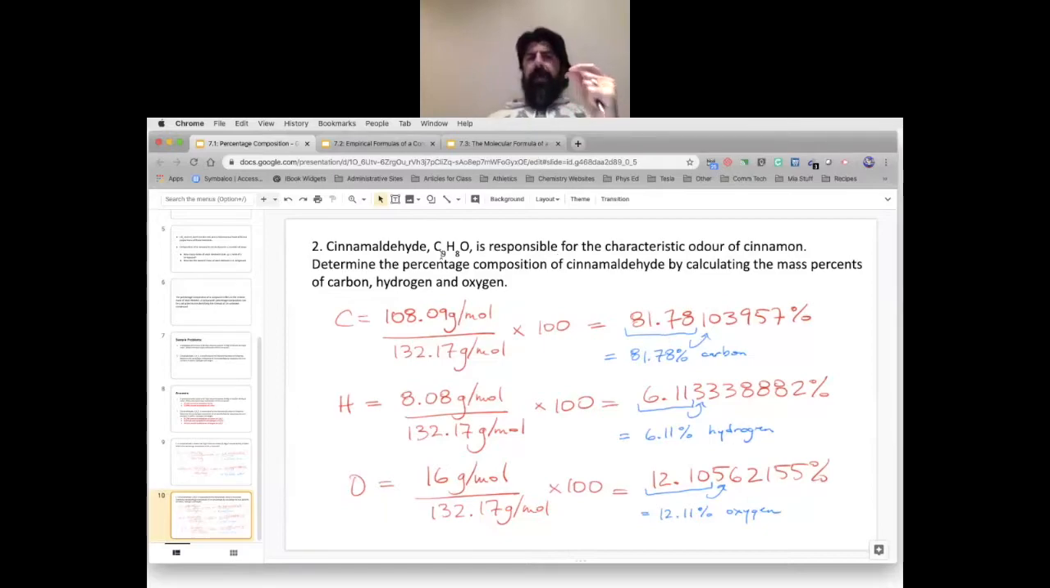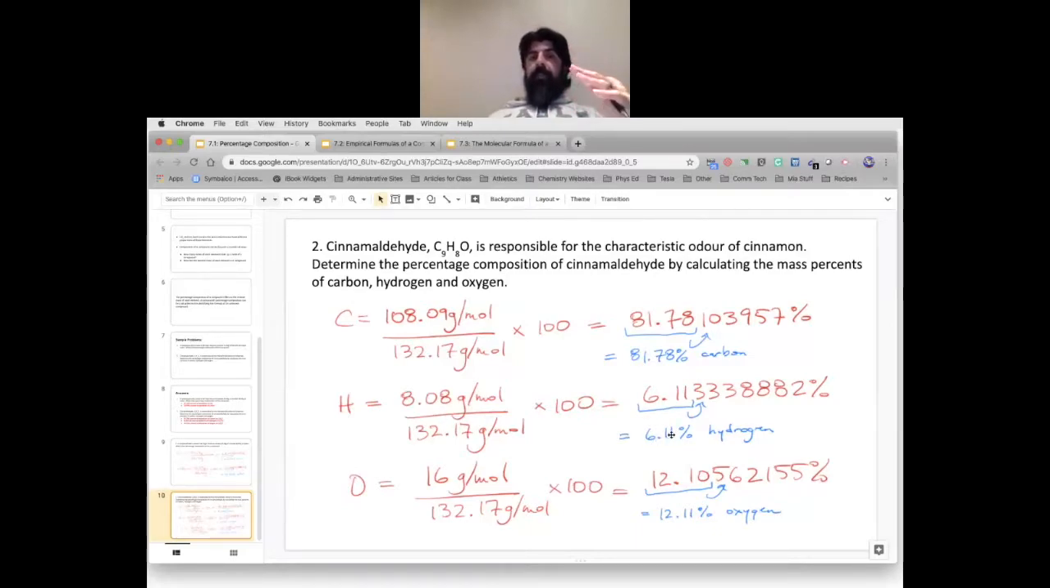81.78% of the mass of this entire compound is made up of carbon. Okay, a tiny portion of the percent composition is made up of hydrogen. So we take the molar mass of 8 hydrogens, we divide it by the molar mass of the entire compound, multiply it by 100 to get 6.11%.